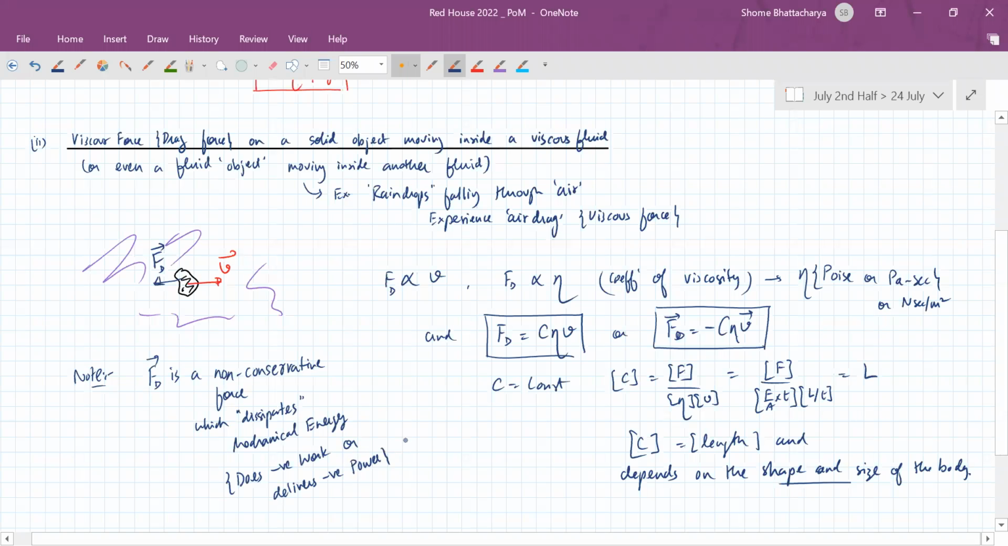Now, the physical conditions on which the magnitude and direction of force depend. The direction of force is always opposite to the direction of velocity. And the magnitude of the force is proportional to the speed with which the object is moving, as well as proportional to the coefficient of viscosity, and also proportional to another factor, which has the dimension of length and depends on the shape and size of the object.